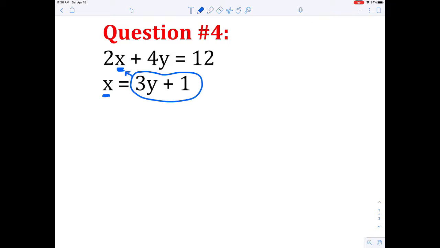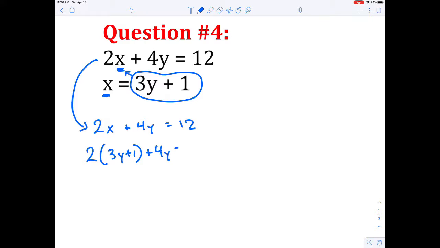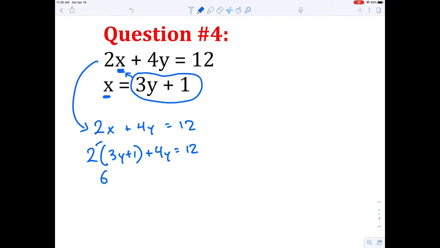So here we go. Instead of 2x plus 4y equals 12, that's my first equation, right? I'm just rewriting it. I'm going to get 2 times (3y plus 1) plus 4y equals 12. Now we'll do a little distributing. 2 times 3y is 6y. 2 and 4y. And what I'd like you to do right now is go ahead and solve this for y.